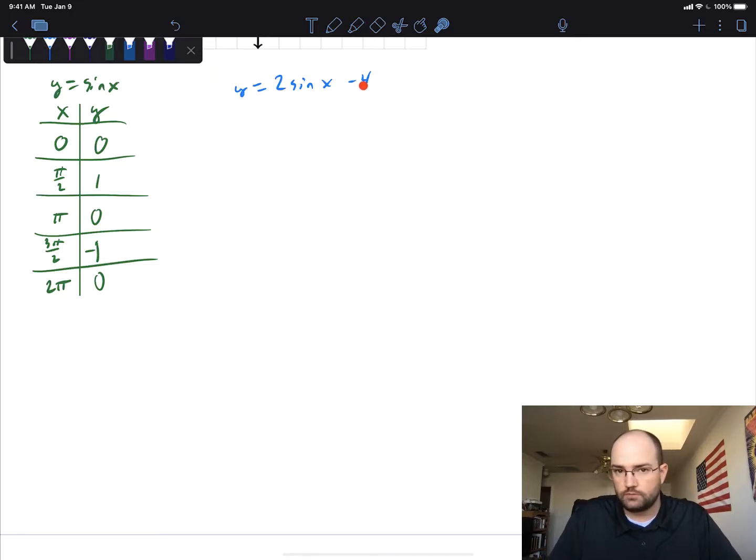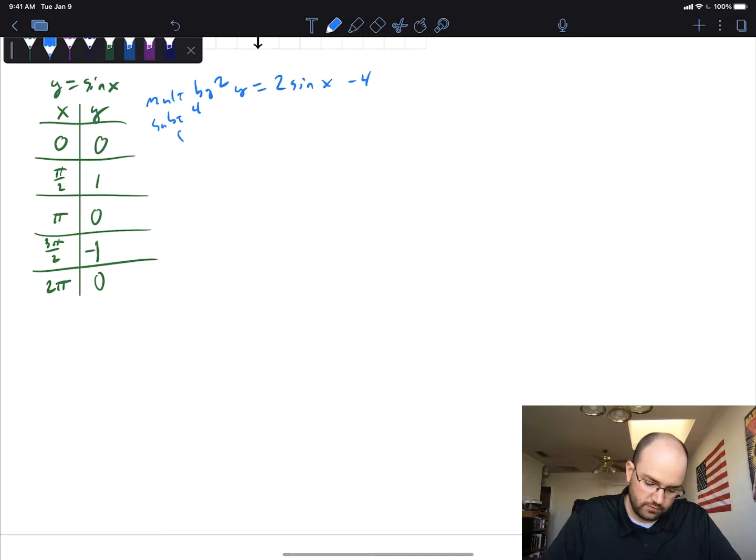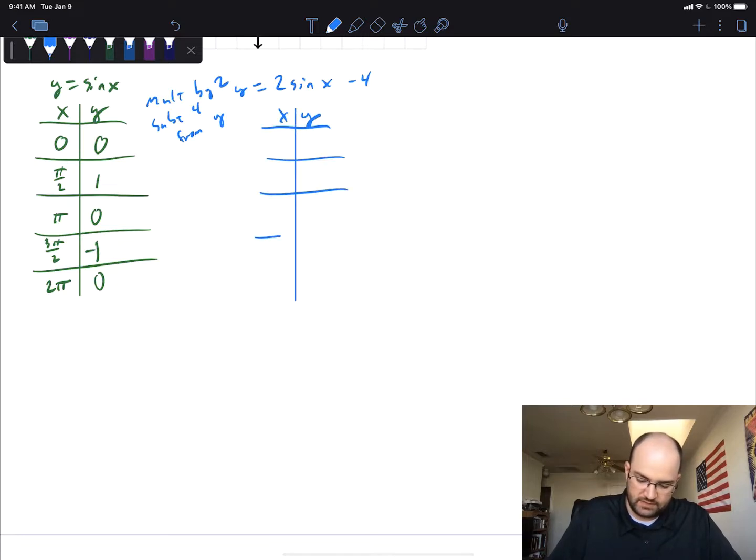And this negative 4 is subtracting it. So with the order of operations, multiplication always happens before addition or subtraction. So begin with this and then do that. So what we're going to do is multiply by 2, then subtract 4 from the y values. And that keeps all the x's the same here. So 0 is still 0, pi over 2, pi, 3 pi over 2, and 2 pi.